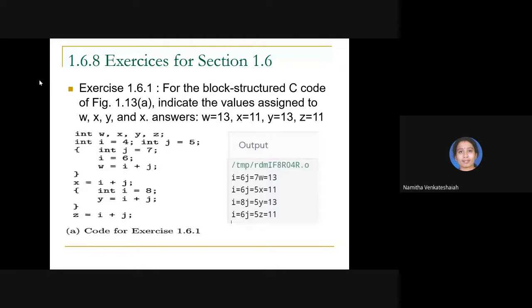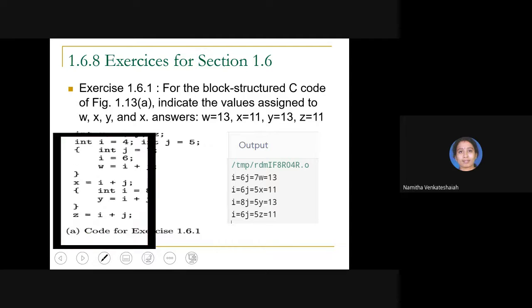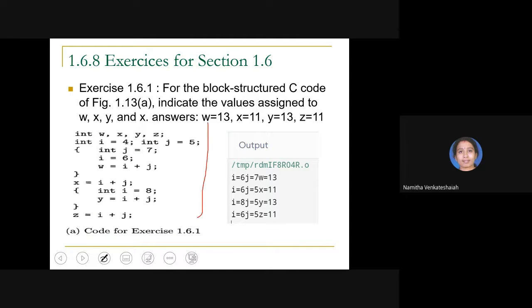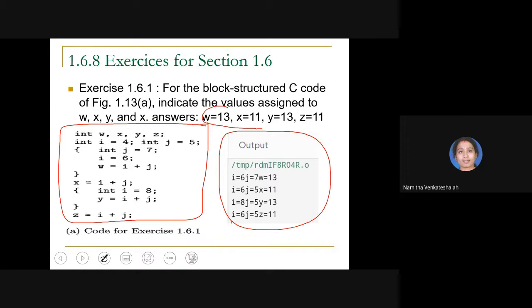Look here, exercise number 1 is useful in your placements also. For the block structured C code of figure 1.3, given in your textbook, the solution is not given, only the question is given. This is the question. I have actually given the answer. How did I give the answer? I traced it, and for the sake of confidence, I even executed the program, and whatever output I got, I have written here.